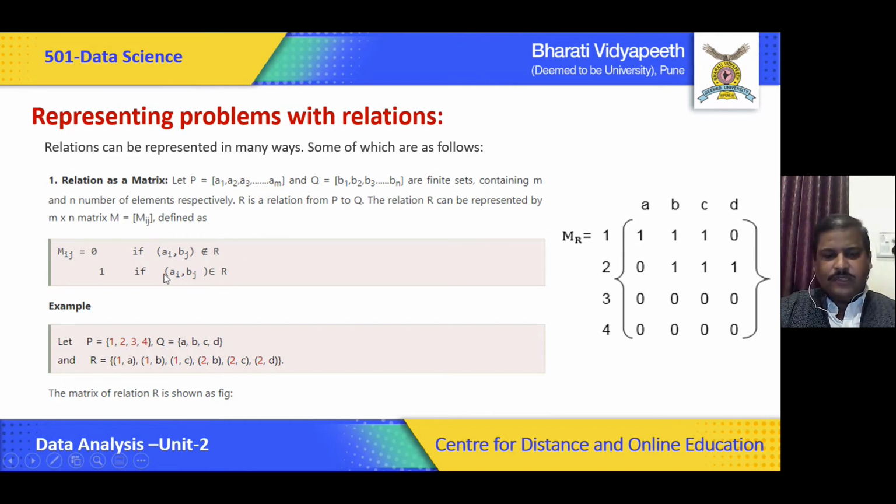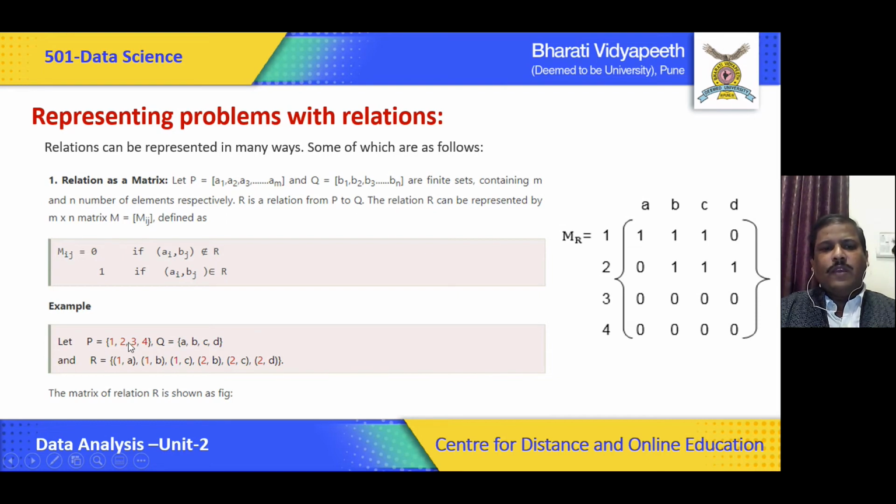You might have come across these examples in relational algebra. Now, if there exists a relation, that is Ai and Bj belong to R, if both the elements have some relationship, then you can put 1 on that. Now see on the right-hand side, this is an example.